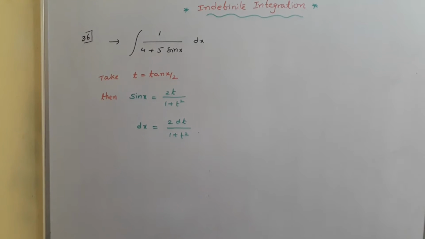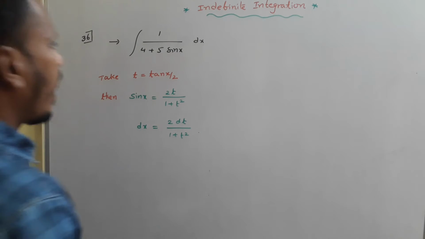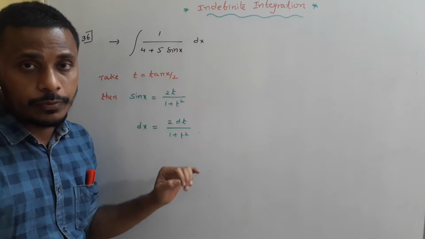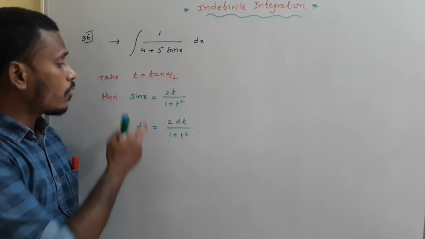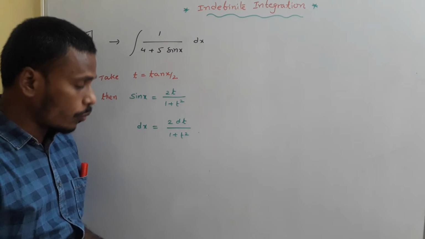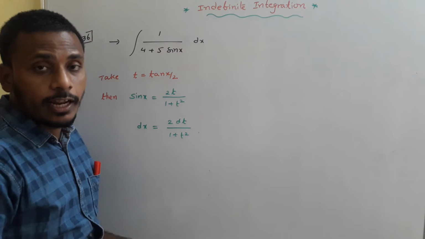Now to solve this integral 1 by 4 plus 5 sin x dx, as we discussed, the suitable substitution is t equals tan x by 2. As we discussed, sin x is 2t by 1 plus t square and dx is 2 dt by 1 plus t square. So convert everything in terms of t now.